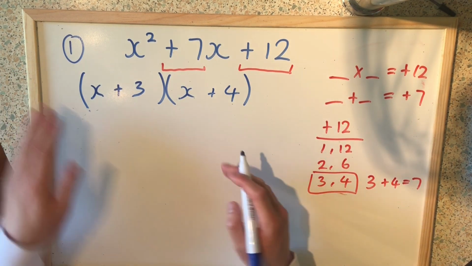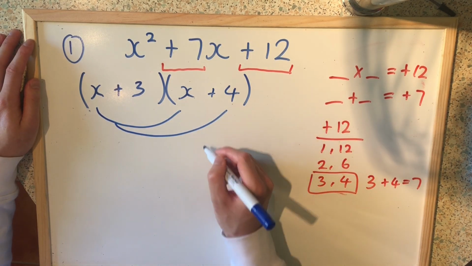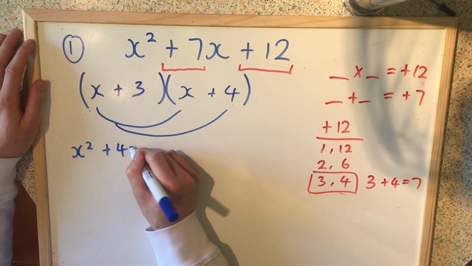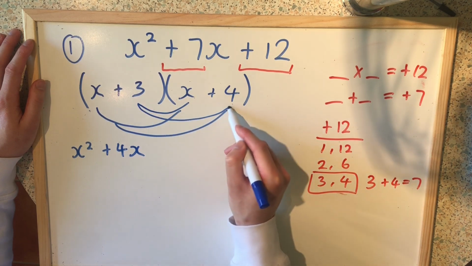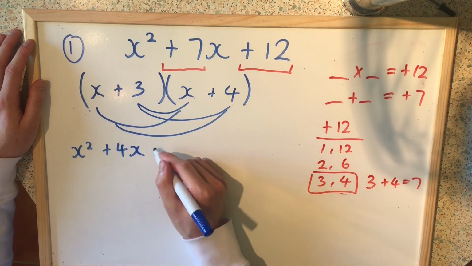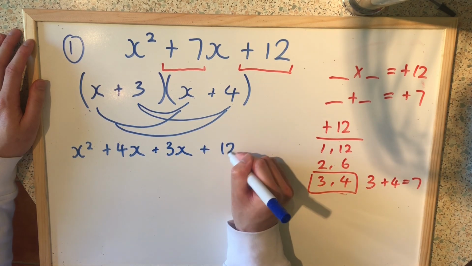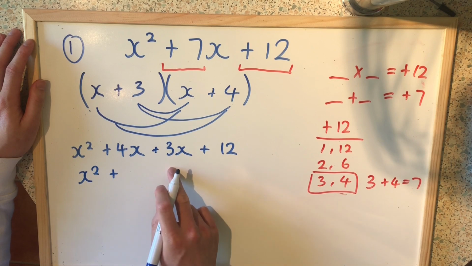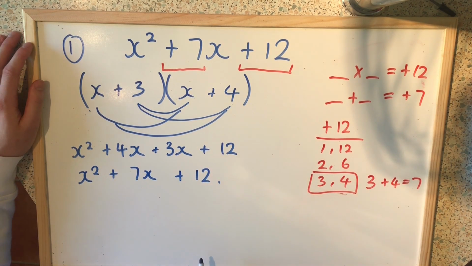And then we can double check this by expanding it. We've got x times x and x times 4, which is x squared plus 4x. Then you've got 3 times x and 3 times 4. So 3 times x is 3x, 3 times 4 is 12. Simplify that, x squared plus 4x and 3x is 7x plus 12. That's the answer.